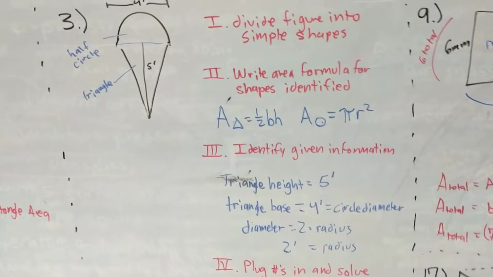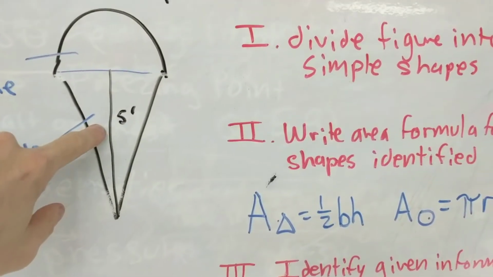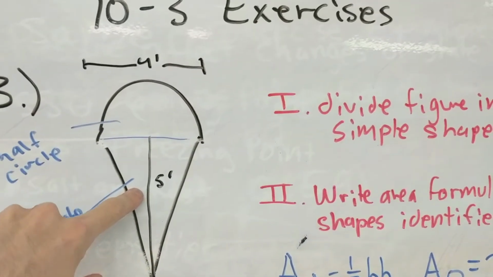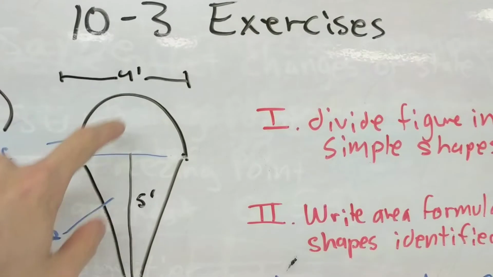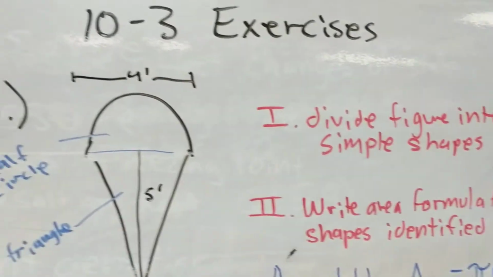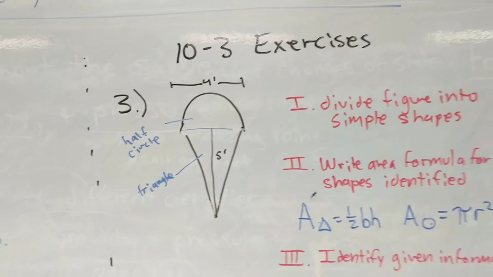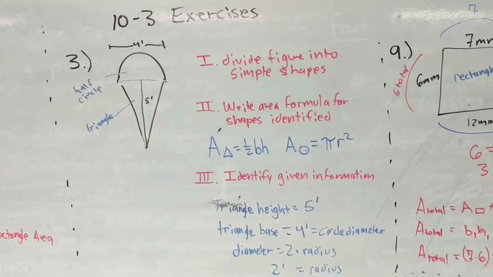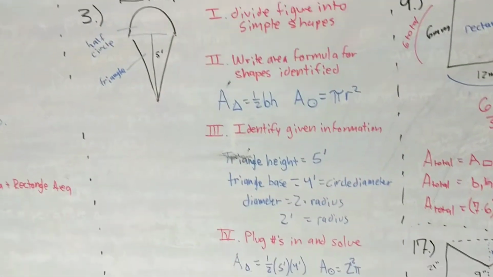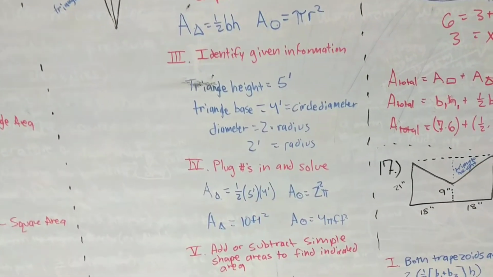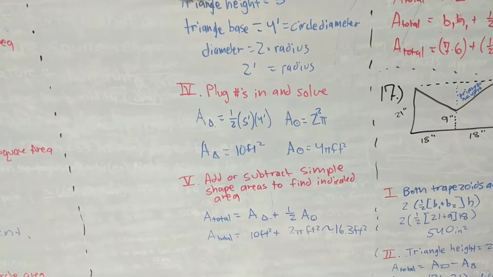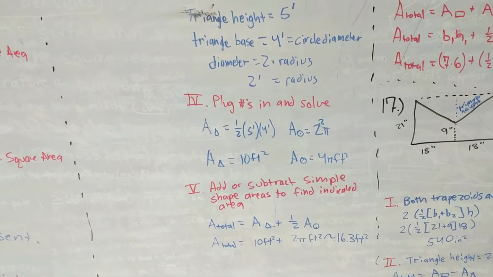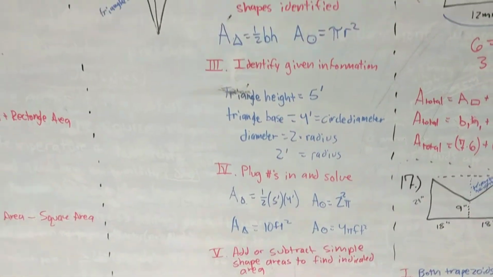We find that our triangle height right here is 5, that the triangle base from here to here is 4, okay? This triangle base is also our circle diameter. Remember, the diameter is twice the radius, so our radius will be 2 instead of 4. So we just plug our information into our formula, and then we add them together, okay? Fairly straightforward. You guys have totally got this.